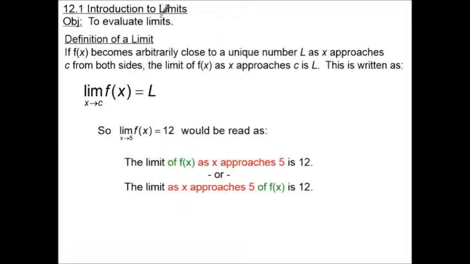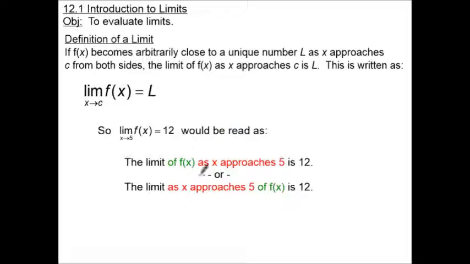And this is written as: the LIM right there means limit, the x arrow c means x approaches c, and then of course f of x is f of x, then equals L. Very mathy sounding, but if I write this with a little less messiness, you can see how it translates. The limit as x approaches 5 of f of x equals 12. So that's how that's read.